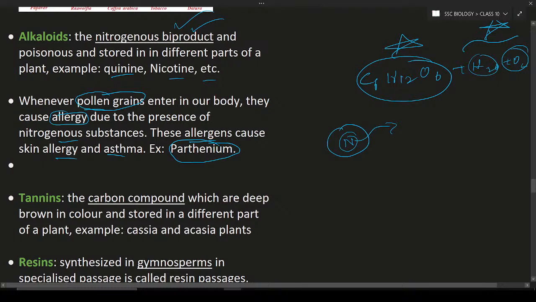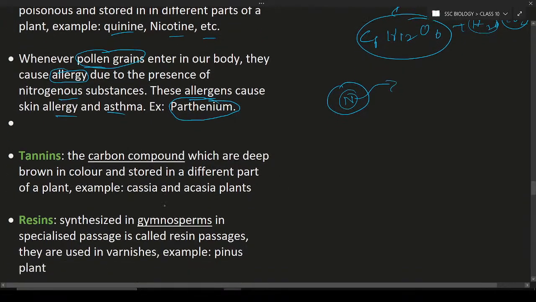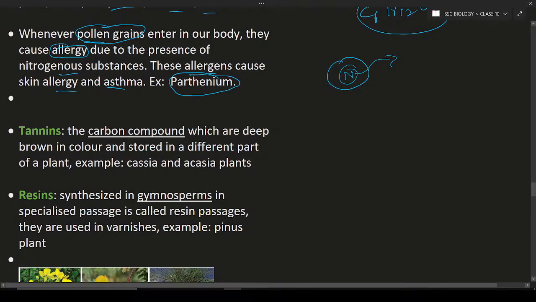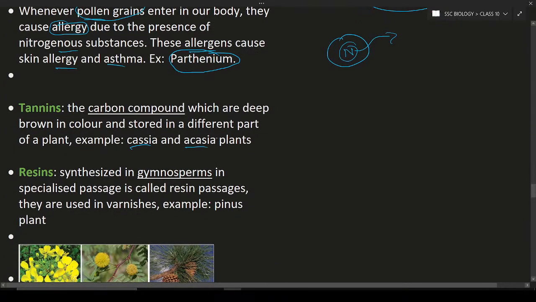Okay. So tannins are the carbon compounds which are deep brown in color and stored in different parts of the plant. Example, cassia, acacia, and so on. They are going to produce tannins. These tannins are brown in color and stored deep inside the plant body. So if you cut the stem, inside the stem it is brown in color. Why is it brown in color? Because of the presence of the tannins.